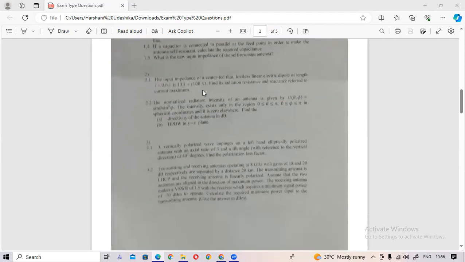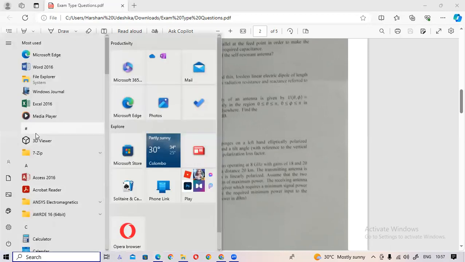This kind of question will also come. This is from LO1. Most probably you will be given this kind of intensity function, and then maybe you are asked to find the directivity or the directivity function. So let me recap quickly.